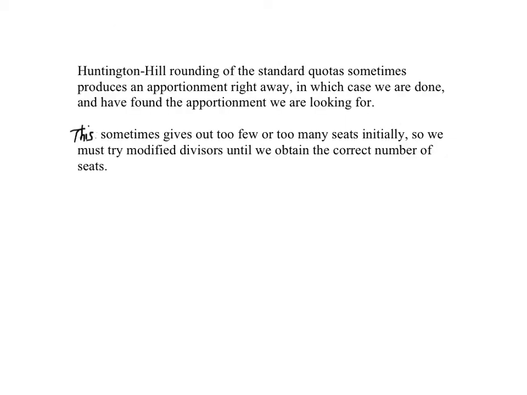The Huntington-Hill and Webster methods have a great deal in common. Both start out looking at the standard quotas and rounding them, each according to its respective rule, and seeing if those rounded standard quotas produce an apportionment right away. In other words, if the rounded standard quotas add up to the right number of seats. So both Webster and Huntington-Hill start out looking at the same thing. If that does lead to an apportionment right away, great, we're done. And if not, then we'll get too few or too many seats from the standard quotas, and then we're going to need modified divisors and modified quotas.